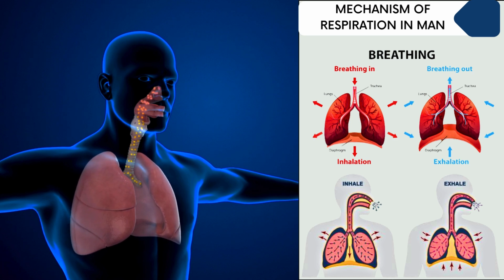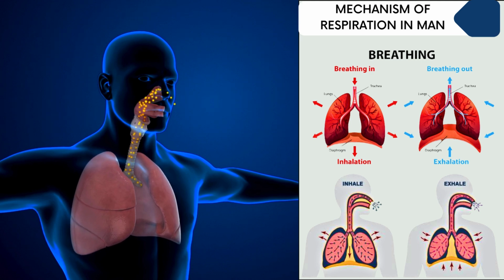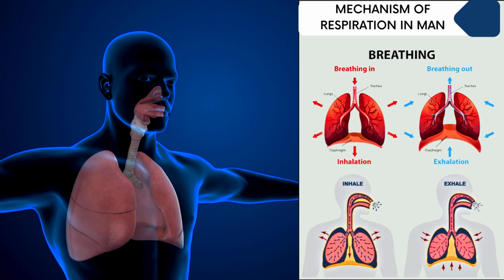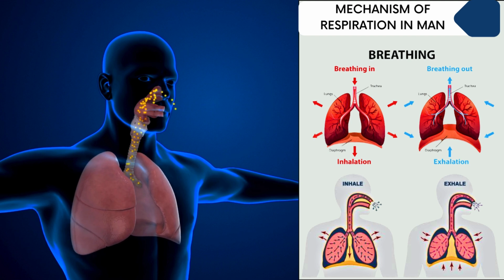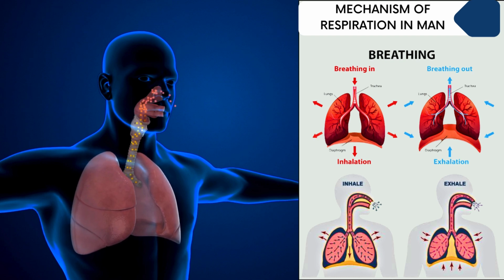There is a decrease in the volume and an increase in the pressure of the thoracic cavity. Consequently, air containing waste products like carbon dioxide and water vapor from inside the alveoli or lungs is forced out through the bronchioles, the bronchi, the trachea, and finally out through the nose. This finally leads to a decrease in the size of the lungs.